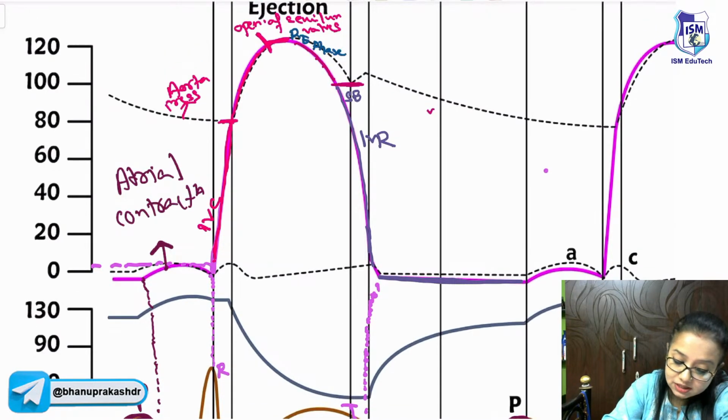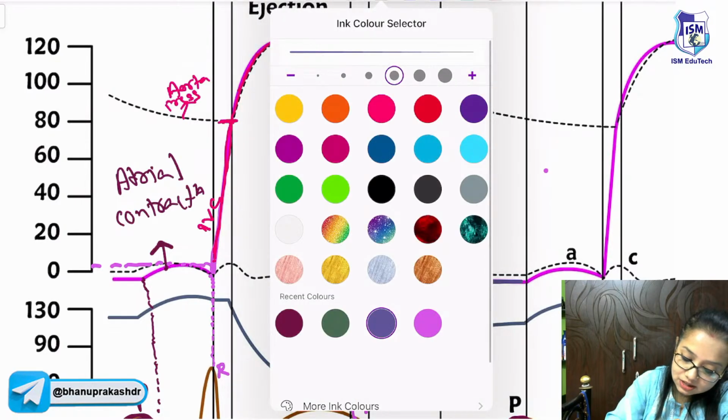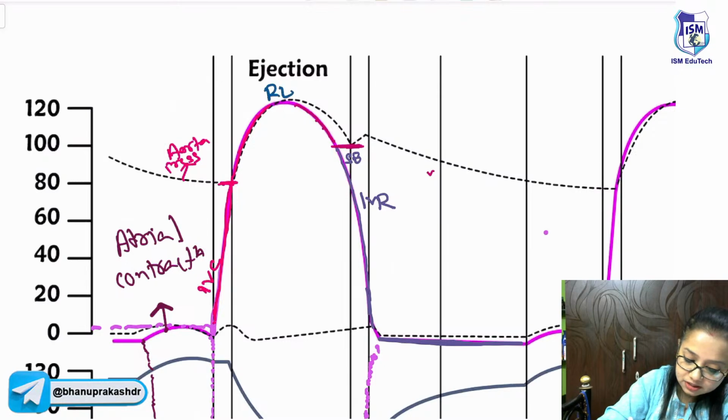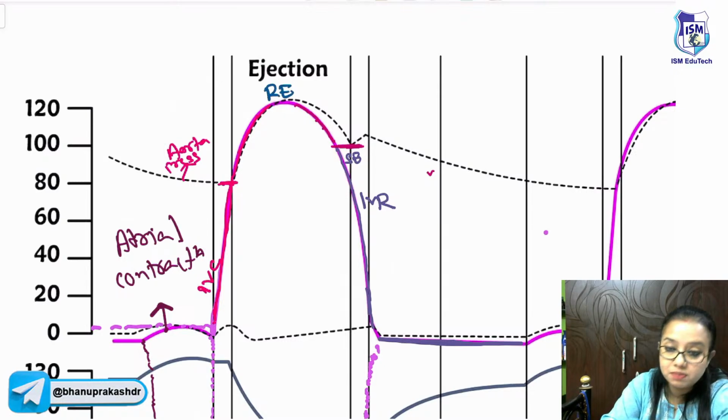The moment the pressure in the ventricle becomes more than that of the aortic pressure, there is opening of the semilunar valve. Now this opening of the semilunar valve is followed by which phase? This opening of the semilunar valve is followed by the ejection phase, which is the rapid ejection.